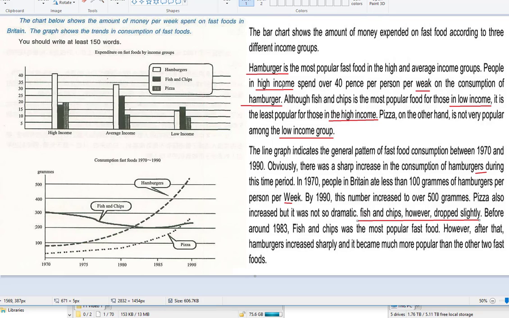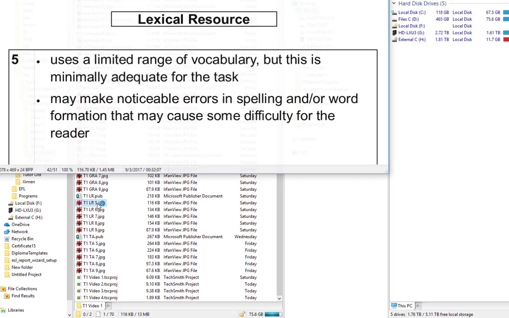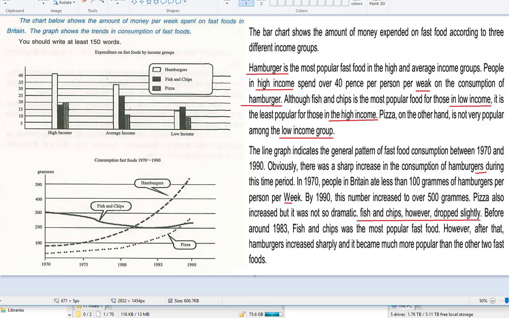I just see too many inaccuracies. So minimally adequate. Too many inaccuracies. 5. Let's look at grammar.